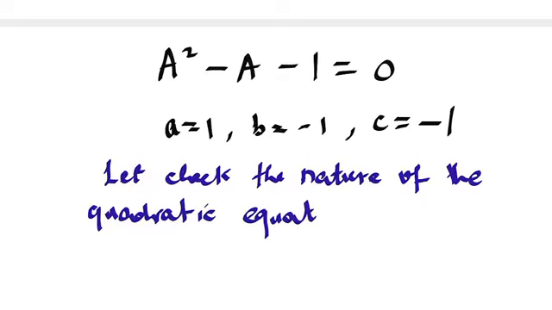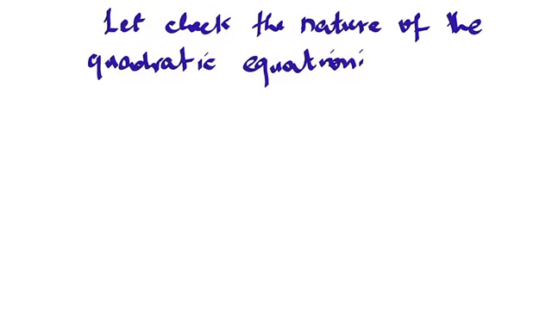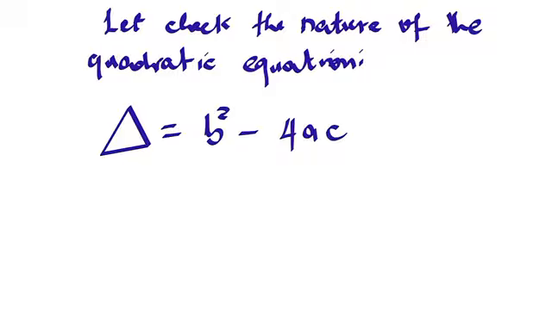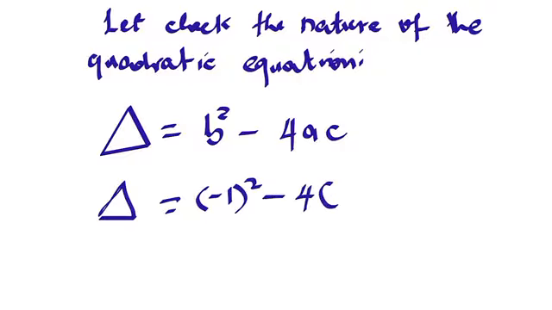So let's check the nature. To check the nature, we're going to have the discriminant equals b squared minus 4ac. Our b is -1, so we have (-1) squared plus -4 into a is 1, then c is -1.